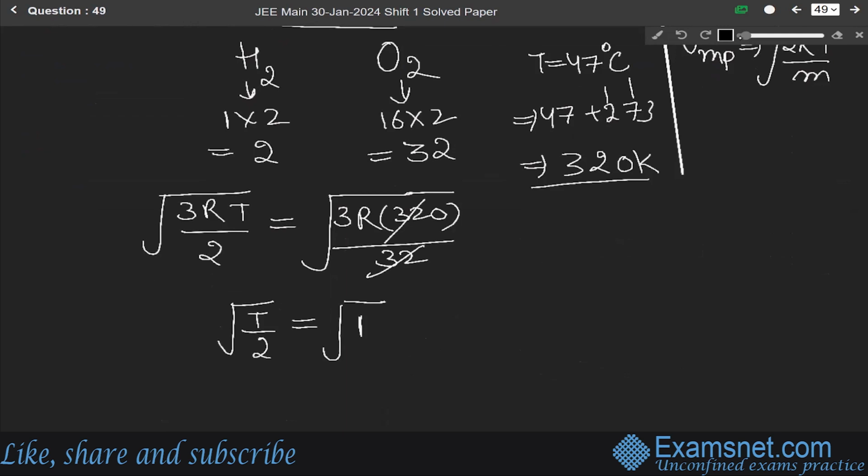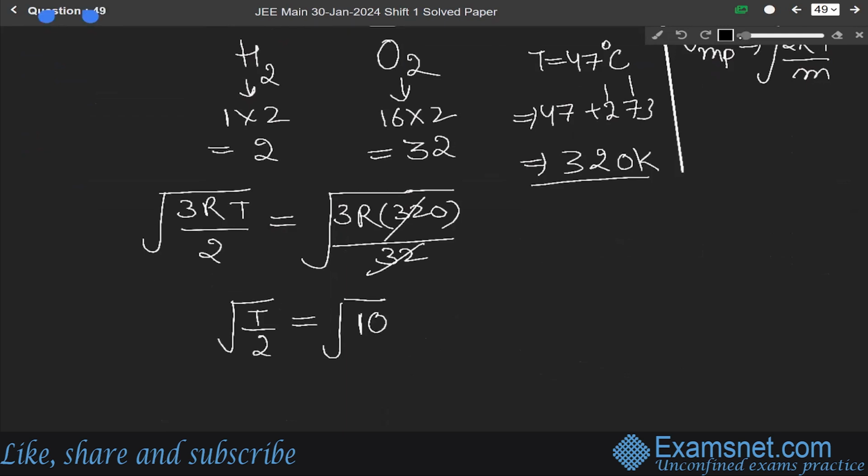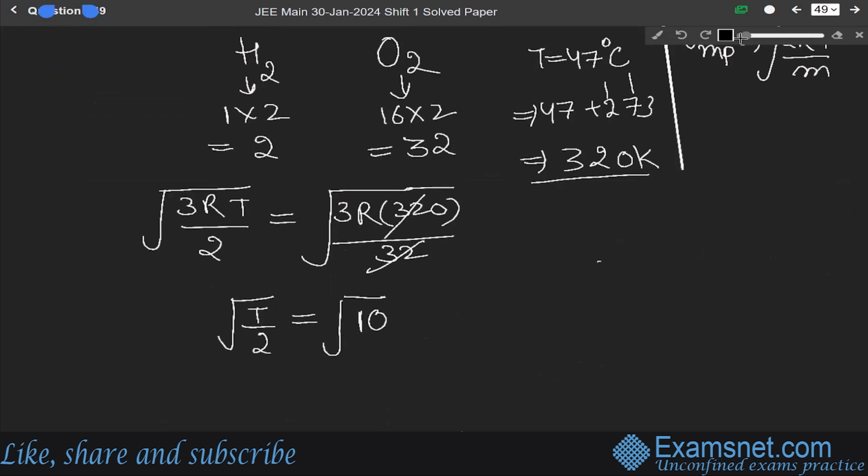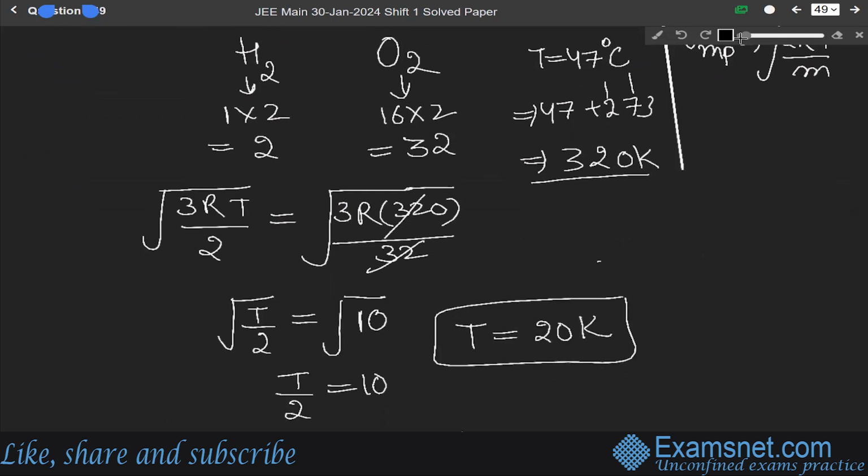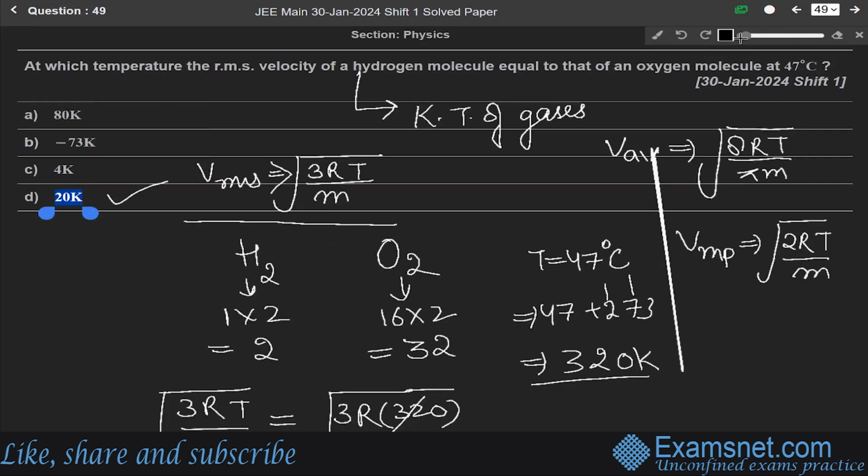Okay, sorry, under root 10, not 1. So squaring both sides, we get T by 2 equals 10. So we get T equals 20 Kelvin. So our correct answer is 20 Kelvin, which means option D.